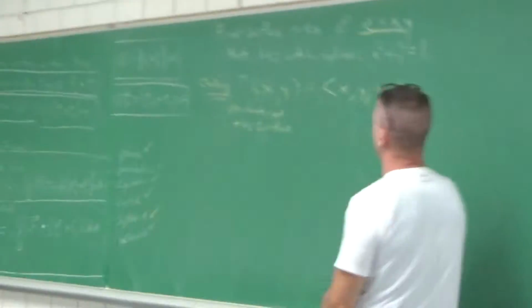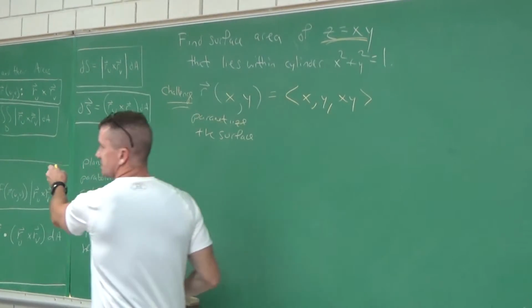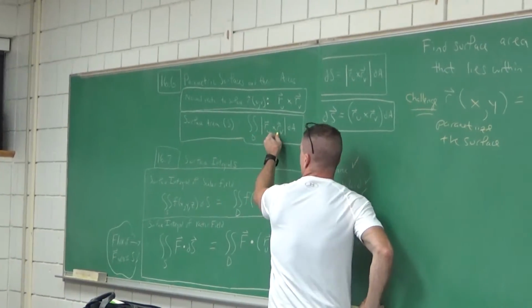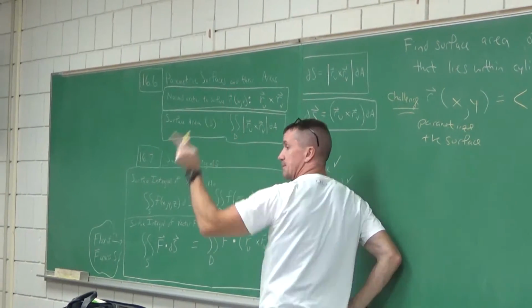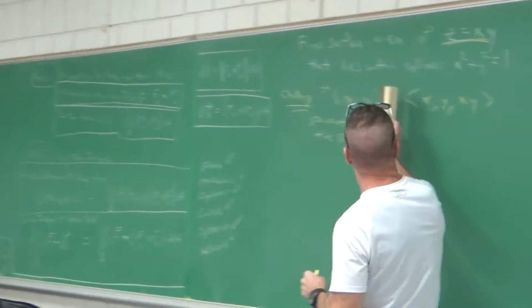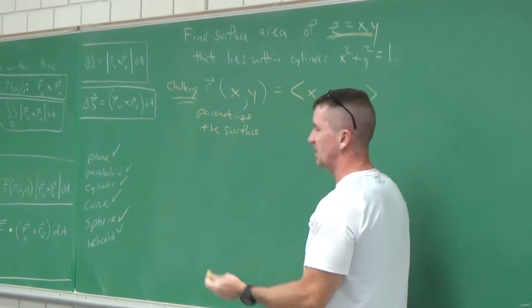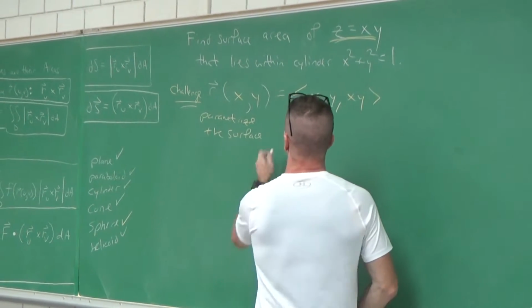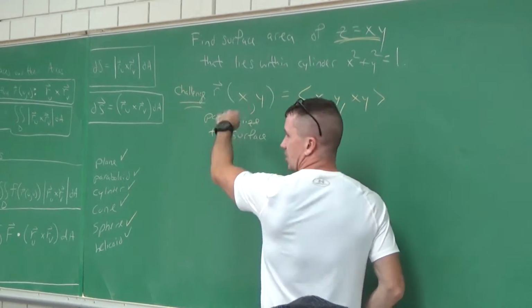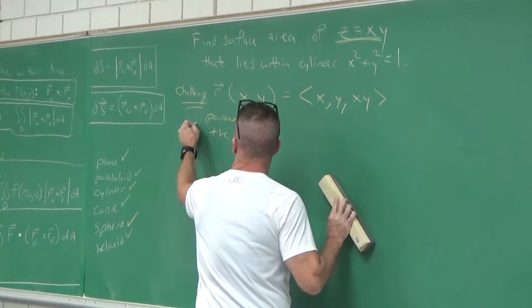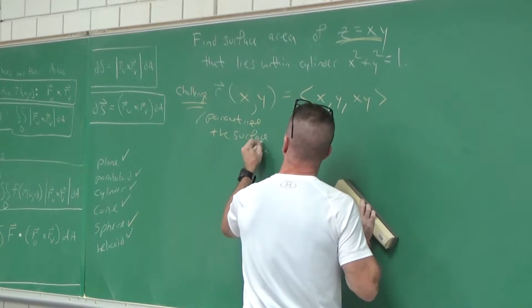Okay. So we do have to get r sub x, r sub y, then cross them, get the magnitude, and set up the double integral that projects over that cylinder. So we got a little work to do, but we'll get it done. Ready? What's r? So that's the hard part. You're done. Check.